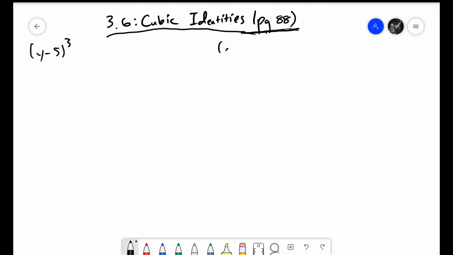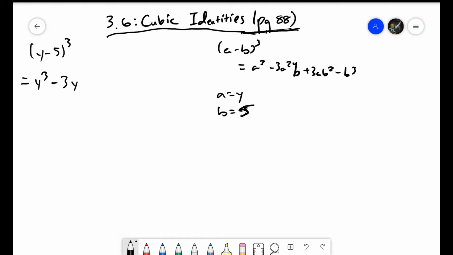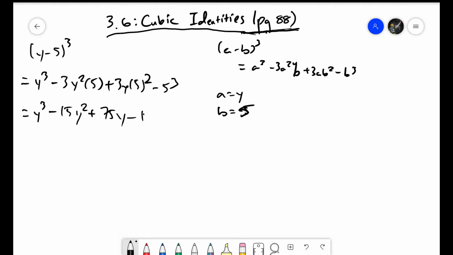This is an example of the a minus b cubed identity. It is equal to a cubed minus 3a squared b plus 3ab squared minus b cubed. So in this case, a is equal to y and b is equal to 5. So this is equal to y cubed minus 3y squared times 5 plus 3y times 5 squared minus 5 cubed. Can be simplified to y cubed minus 15y squared plus 75y minus 125.